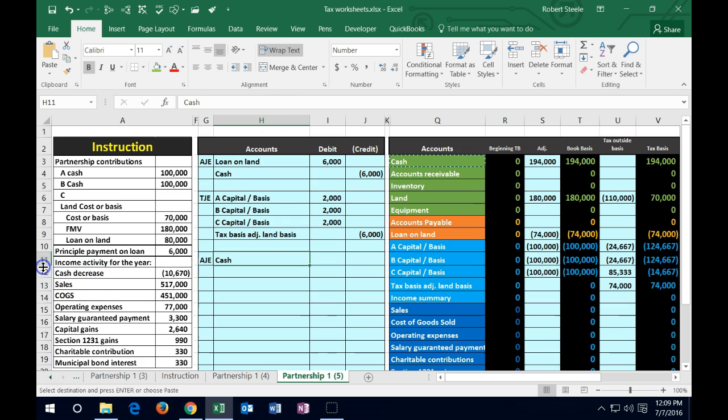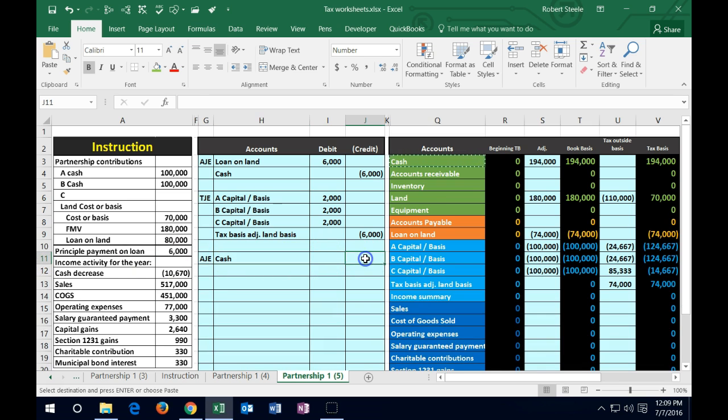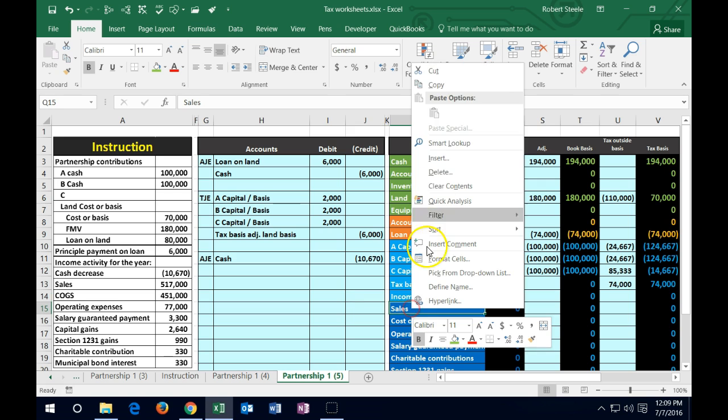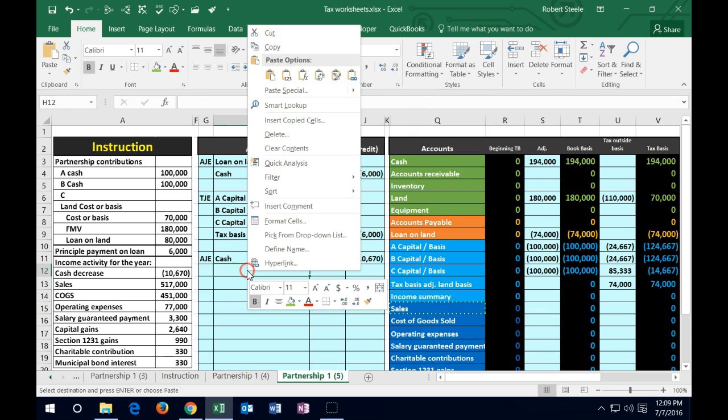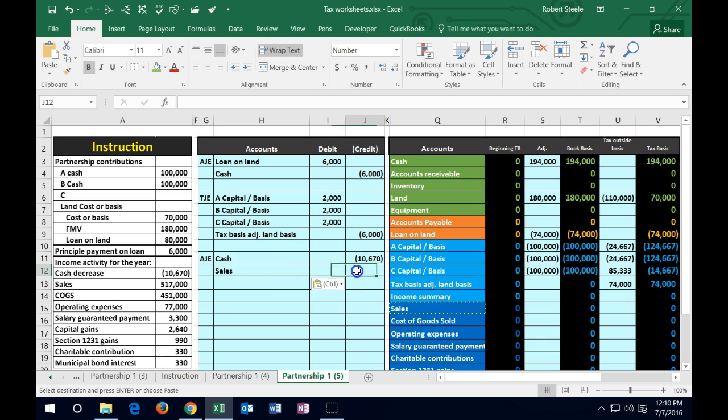So we're going to put the cash on top, and we actually lost money, so it's going down 10,670. And then we had sales. So sales is going to be income. It's a credit balance account, so I'm going to paste that. It's going to be a credit, and sales was for a credit of 517. Always a credit when we're talking sales.